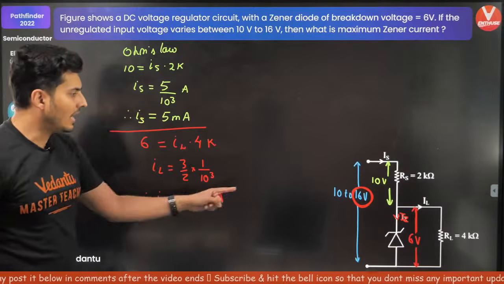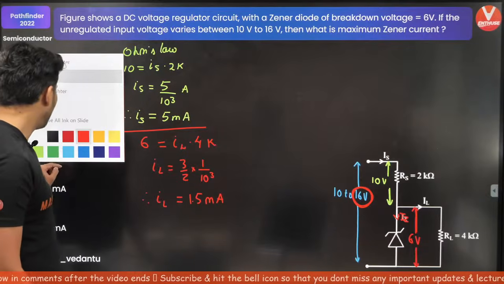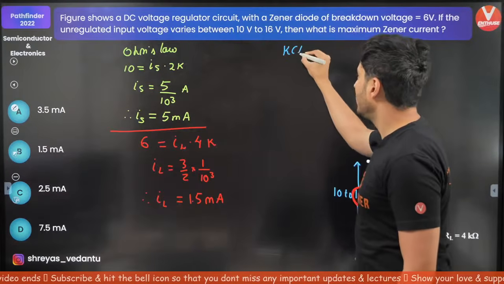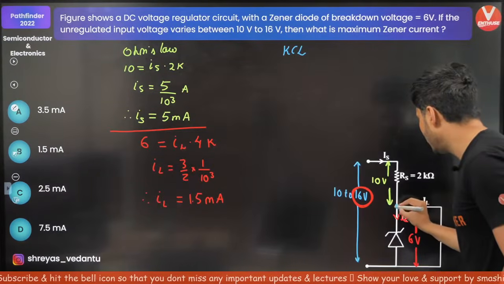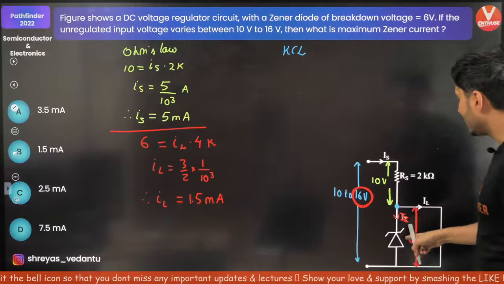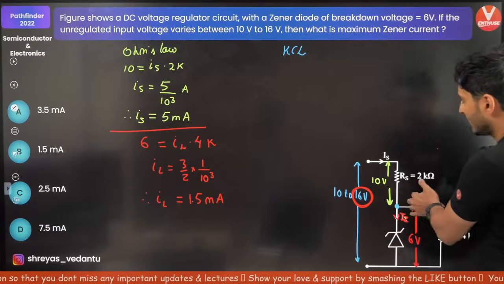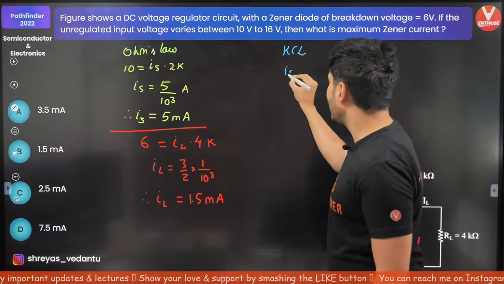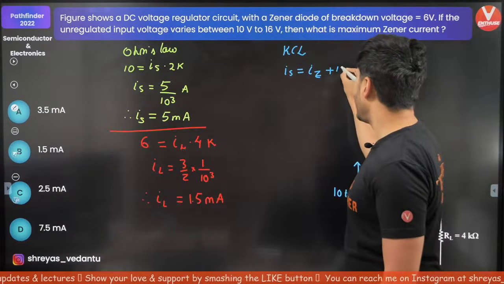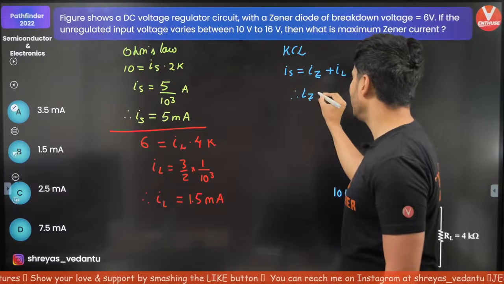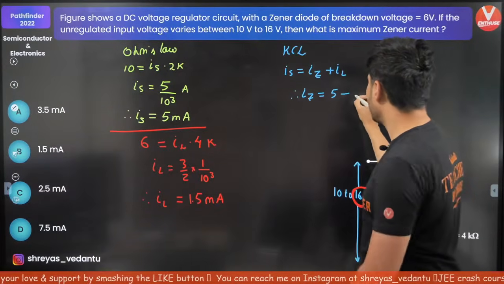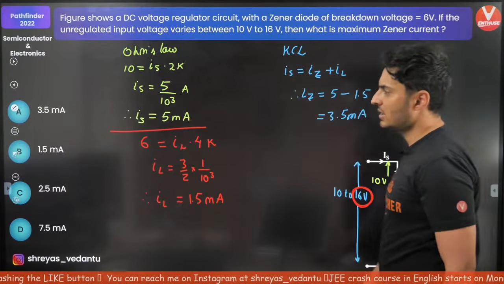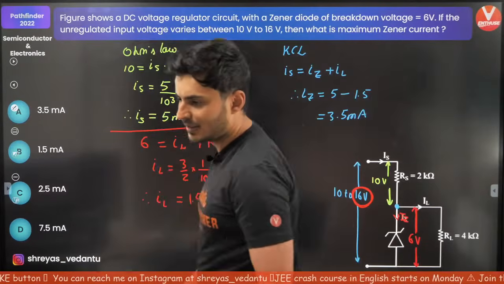Great. I know Is, I know IL. I think the only thing left out now is to find out Iz. By using Kirchoff's current law at this particular node, this particular junction, Iz should be this input current minus whatever is being thrown out there. So basically Is is equal to Iz plus IL. Therefore Iz will be Is, which is 5, minus IL, which is 1.5. So this will be 3.5 milliamperes. Is that there? Yes, option A is there.